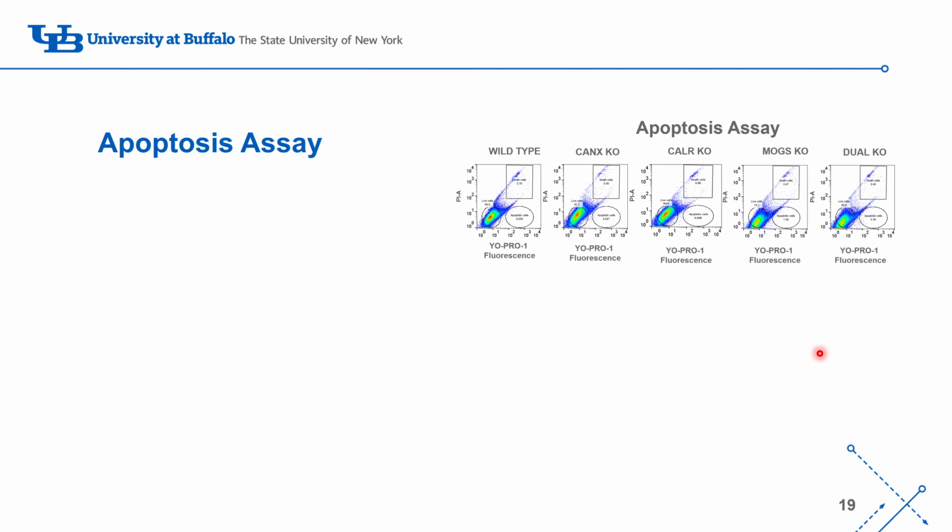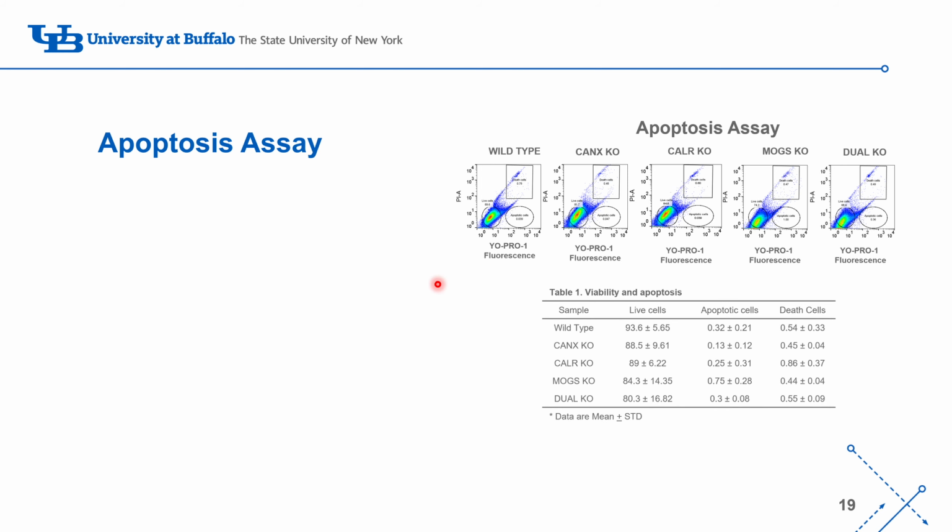When we did the apoptosis assay, we did not see any significant changes in the dead cells present in the different knockouts. And when we quantify these results for two technical replicates, we can see that the apoptotic cells are in line with the wild type.